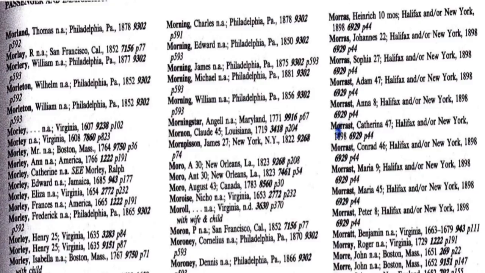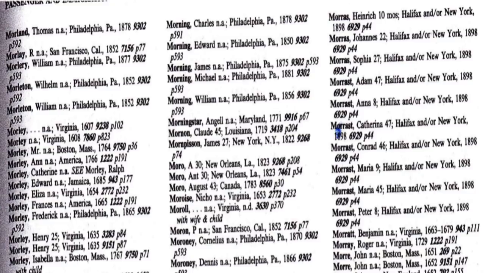And if you come over into the middle, you also see Moreau. So you see Moreau going into New Orleans. This is 1800s, going into Canada, 1700s. And then you see Moroli and Moron and Moroni, going into Philadelphia, 1800s time frame.